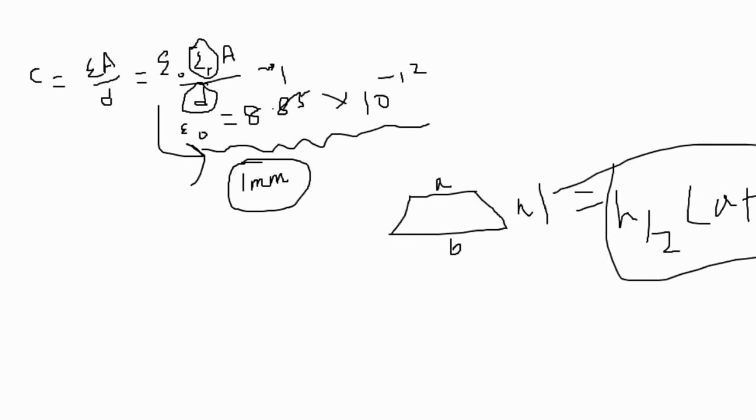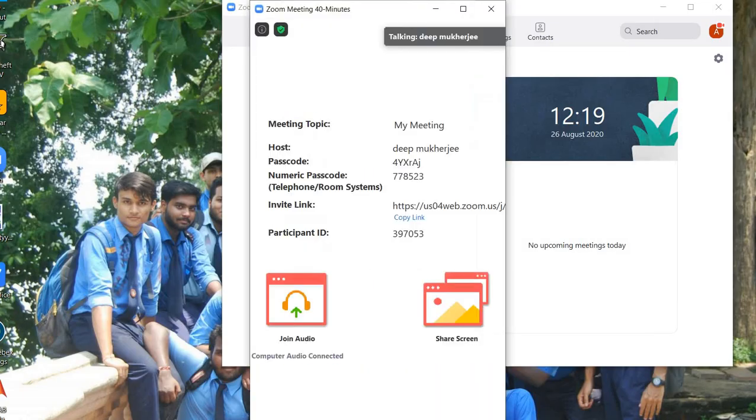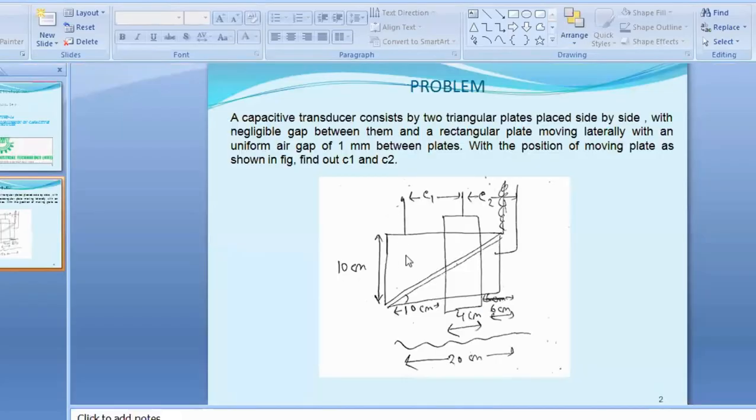Now go back to the diagram. In this diagram, this is the overlapping area. We need to find out this one. This is A2. So how do we calculate it? See, this is the triangle.